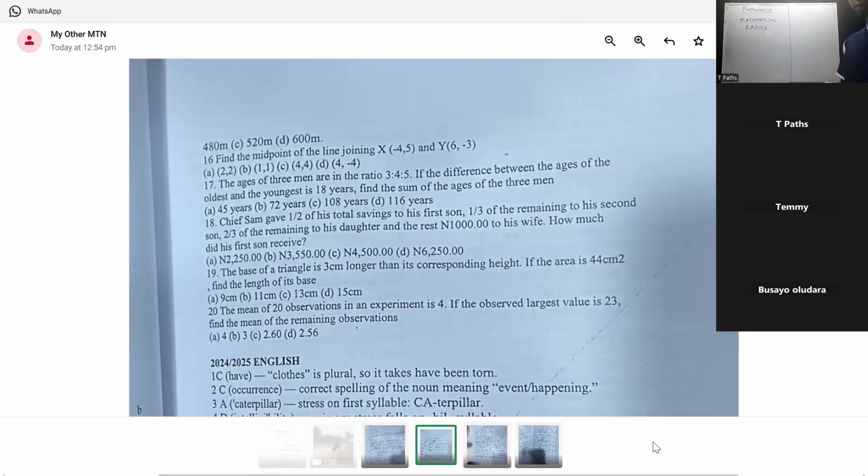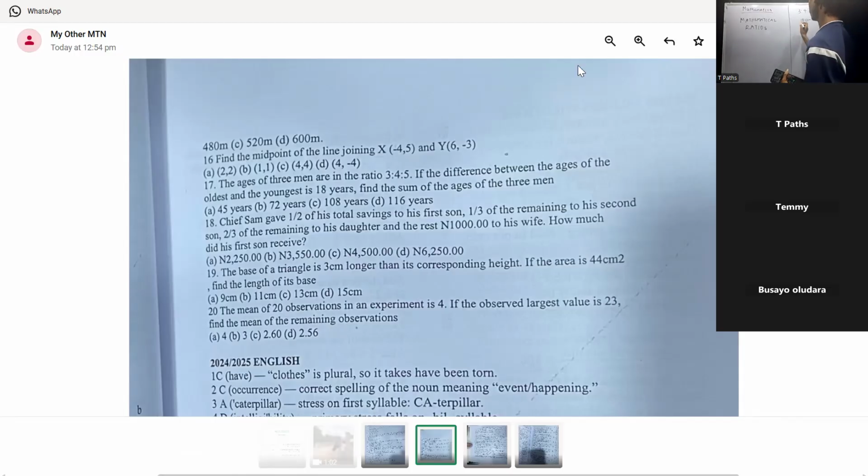The ages of three men are in the ratio 3:4:5. If the difference between the ages of the oldest and the youngest is 18, find the sum of the ages. Find the sum. The sum of the ages of the three men.